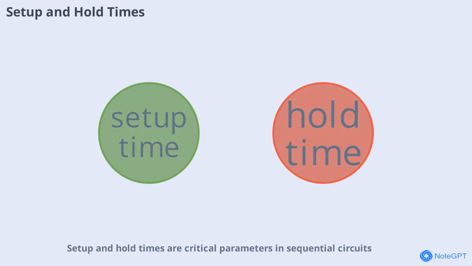Setup and hold times are critical parameters in sequential circuits. The setup time is the minimum period before the clock edge during which the input must be stable. The hold time is the minimum period after the clock edge during which the input must remain stable. Violating these requirements can lead to unpredictable circuit behavior, so designers must ensure that all signals meet these timing constraints.